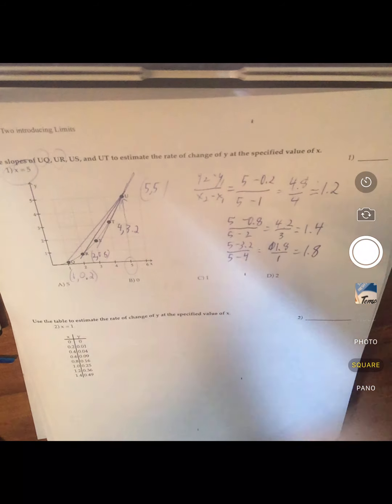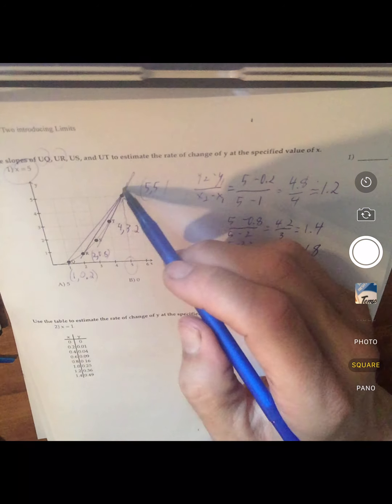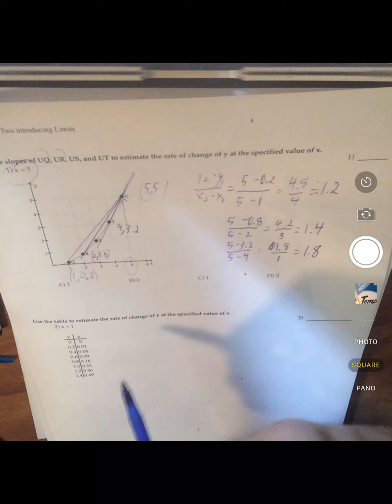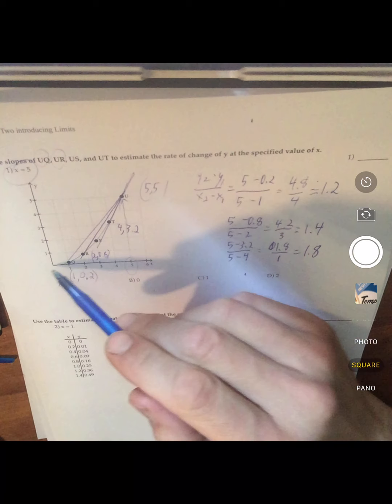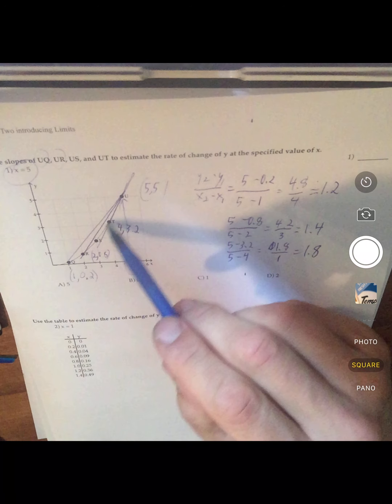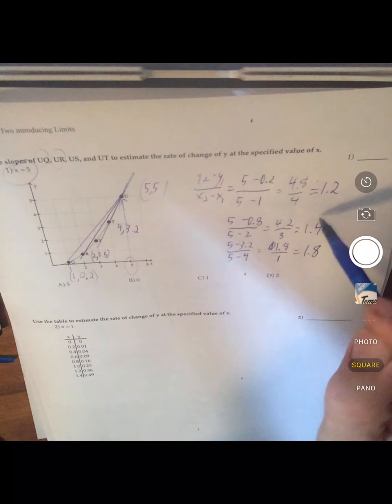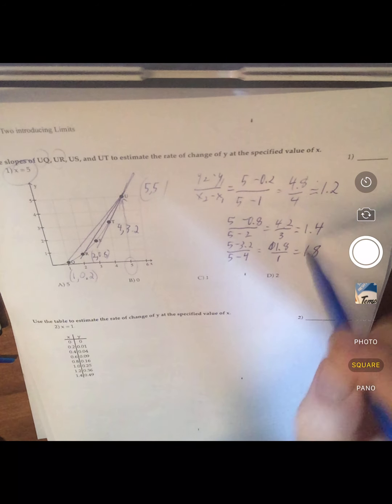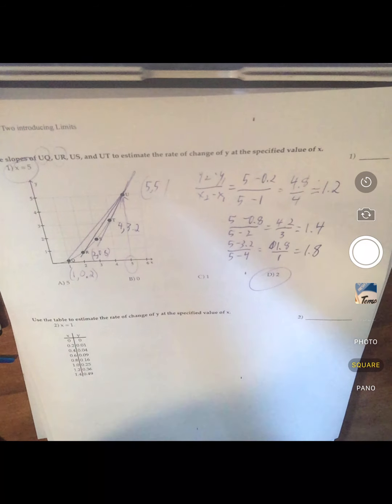It's 1.8. So we do see this is getting closer to something here. In UT, that's a pretty good picture of what's happening at U. That's pretty close to the slope there. And I think you could see with this kind of curve that if we kept getting closer and closer, this would keep creeping up the way we're seeing it do numerically here. Getting closer to this, looks like 2 would be a good estimate of what the slope is at that point.